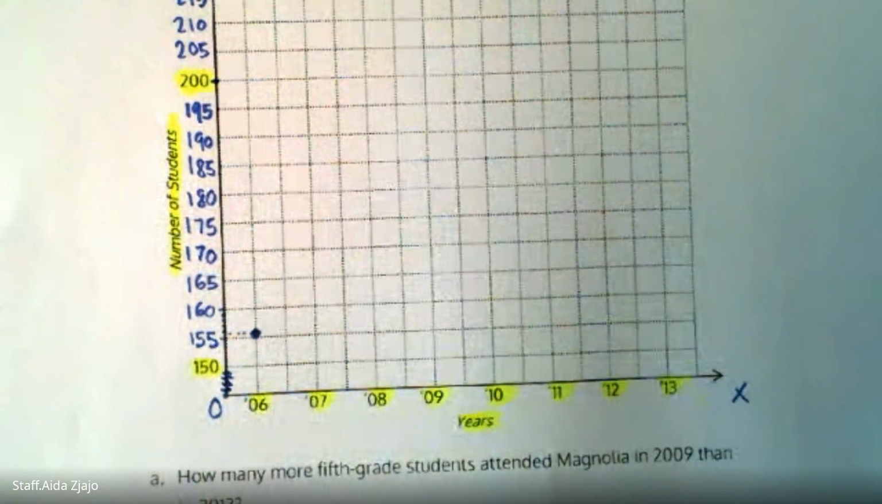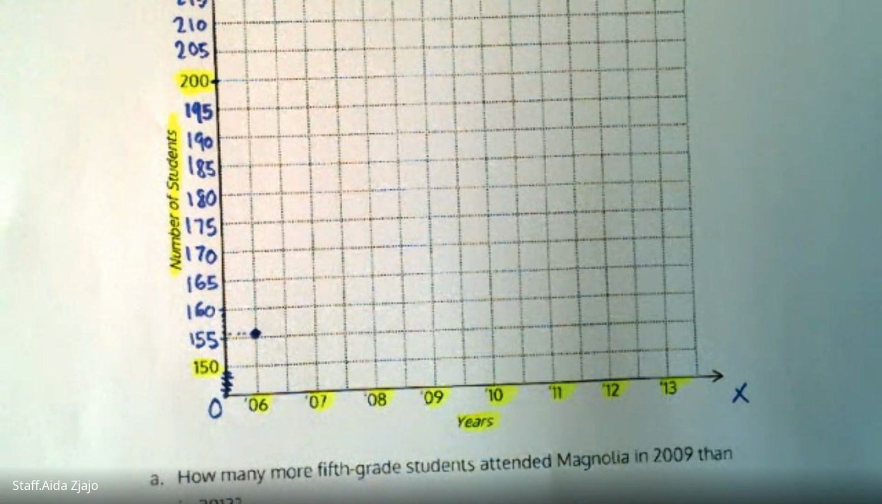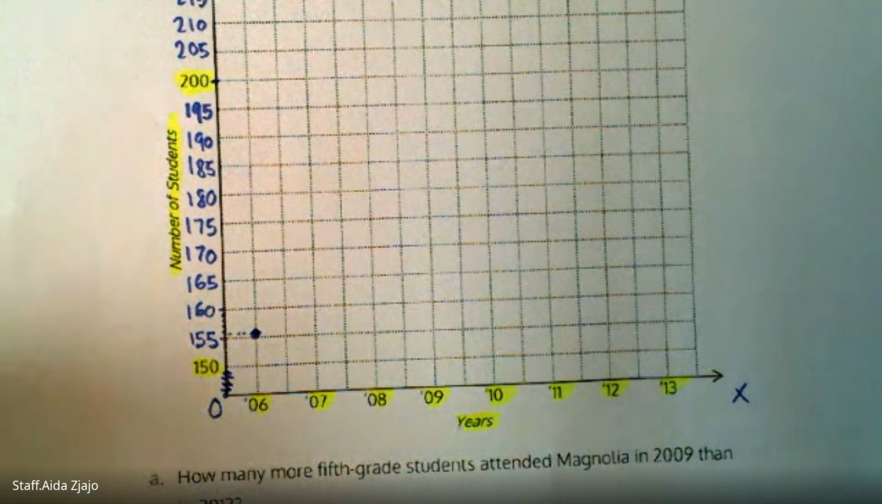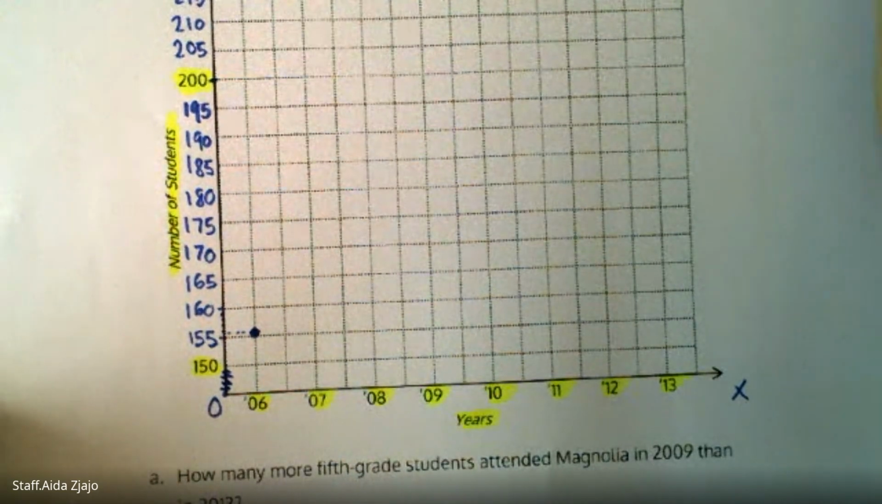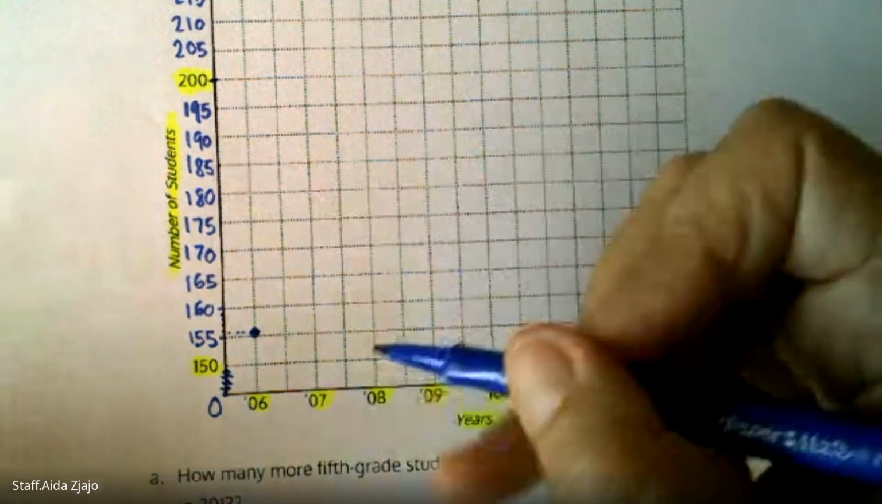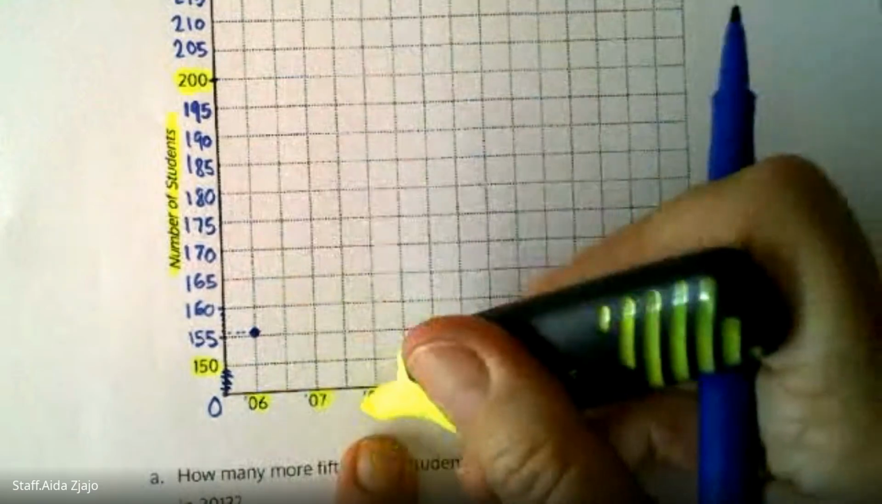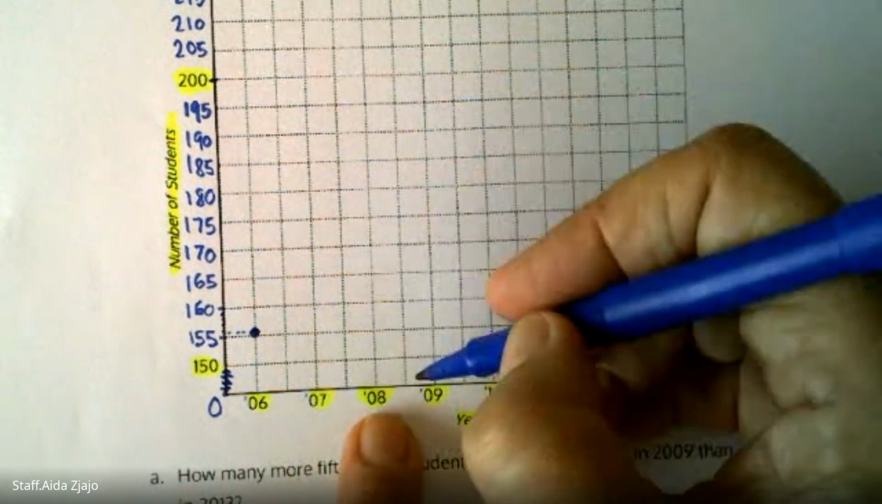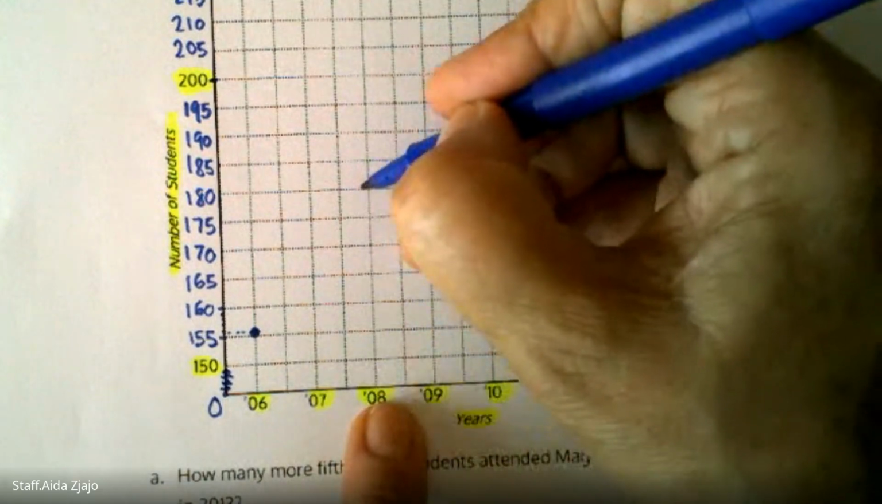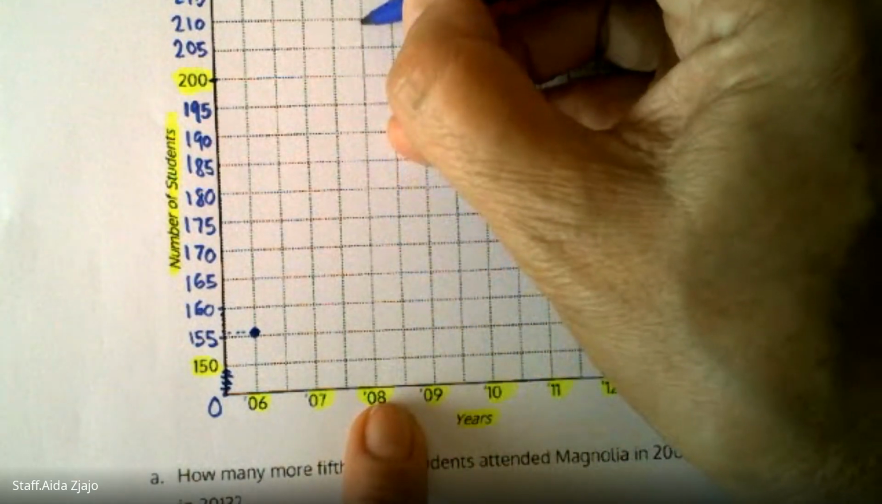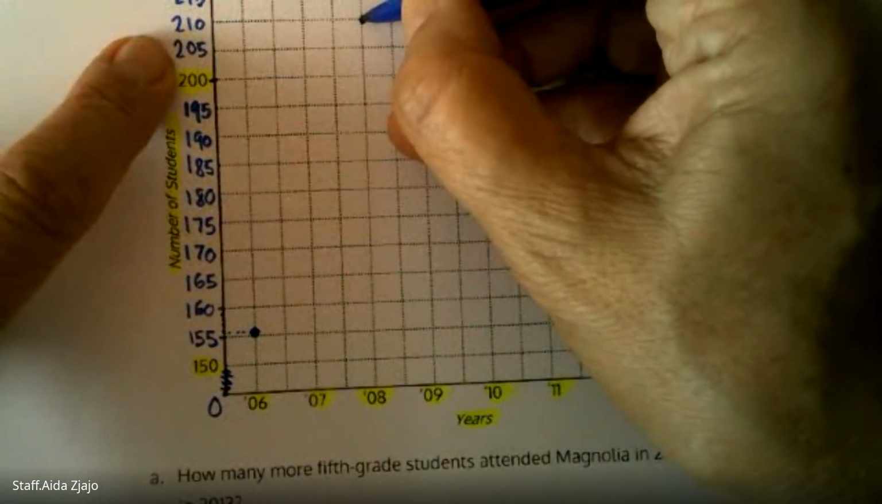Then after that, they say that the student population grew the same amount in each year before reaching its largest class of 210 students in 2008. So now we know that in 2008 there were 210 students. So go up there to find 210. So 210, it's right here.